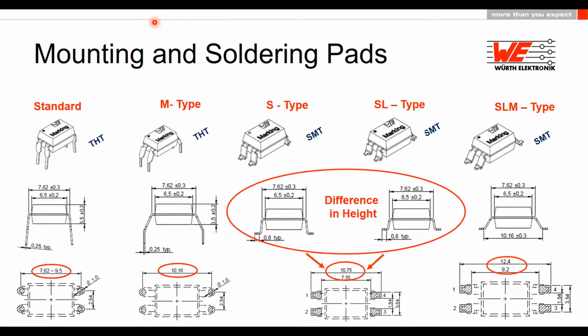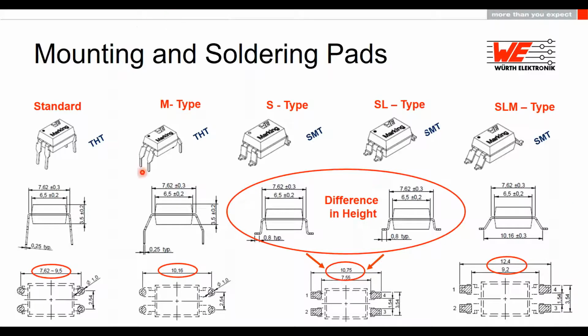I want to show you also an overview and a direct comparison of the mounting types and corresponding soldering pads, which you can see here. So we offer 2 THT types, which are called standard and M type. And we also offer 3 SMT types called S, SL, and SLM type. So as I told you, they have all the same package or body, but they only differ in the lead frames, as you can see here.